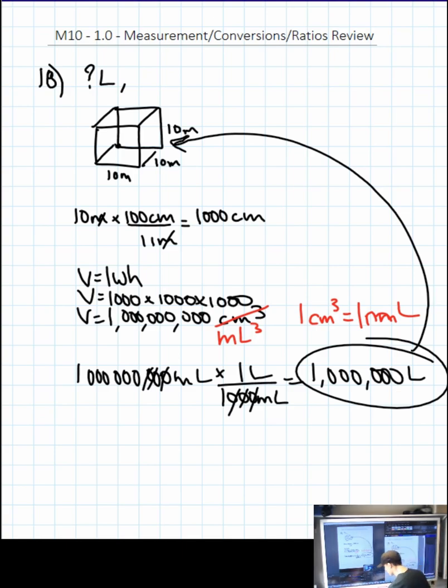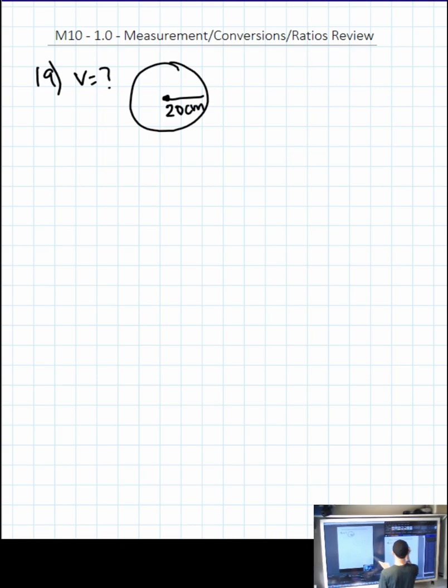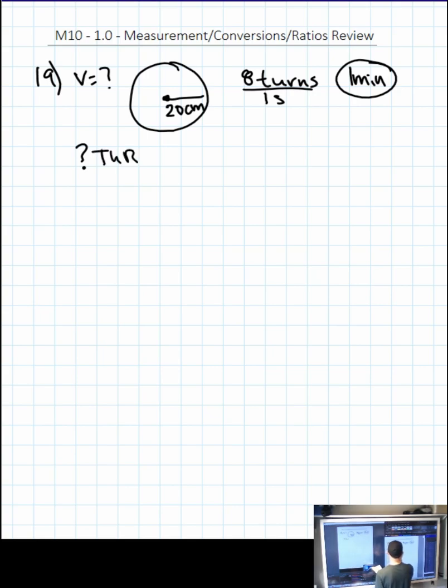All right. Okay, number 19. Find the velocity, v equals question mark, of a wheel, a circle with radius of 20 centimeters, which turns 8 times per second. 8 turns per 1 second. So this happens for 1 minute. And we're wondering how many turns.